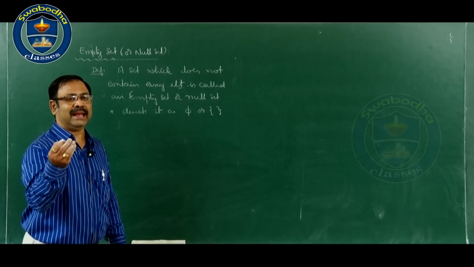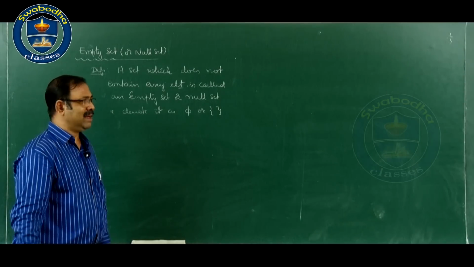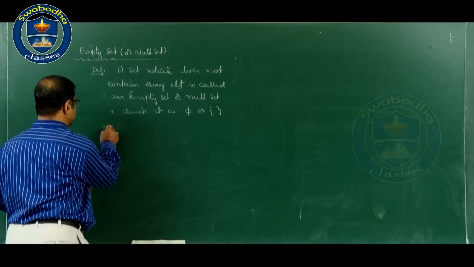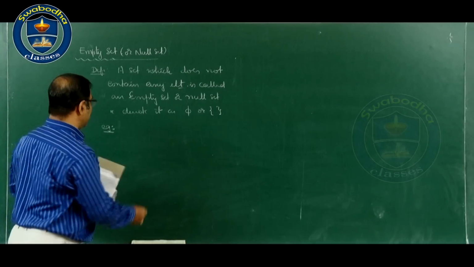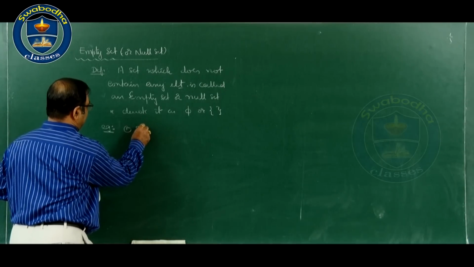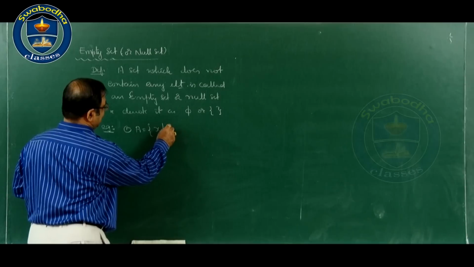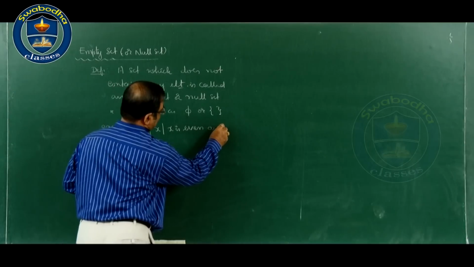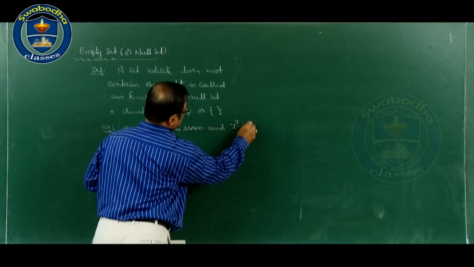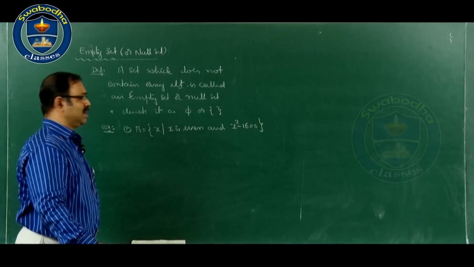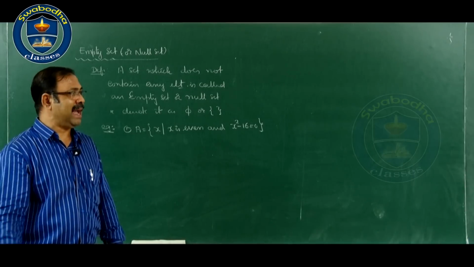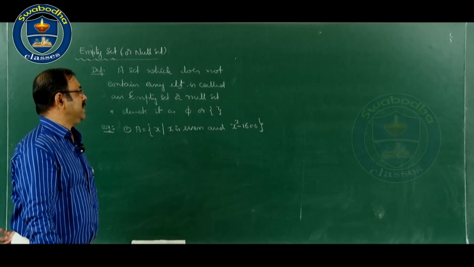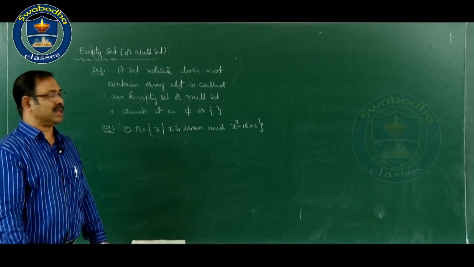We call it shunya gana, where there are no elements. Now let us write an example. We have to give simple examples. See, for example: A is the set of all x such that x is even and x squared minus 16 equals 0. This is an example for empty set.